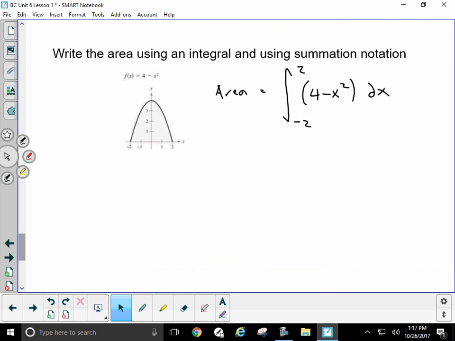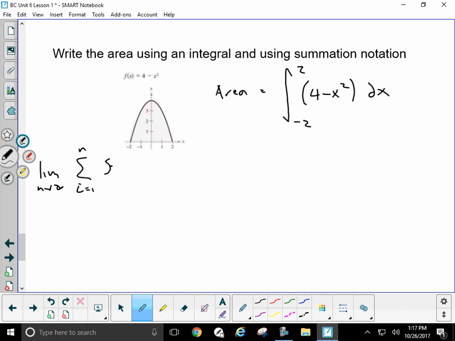See if we can do it for this guy. Ready? Easy. Start with your formula. Limit as n approaches infinity of the sum. I starts at 1 goes to n of f of x sub I times delta x.